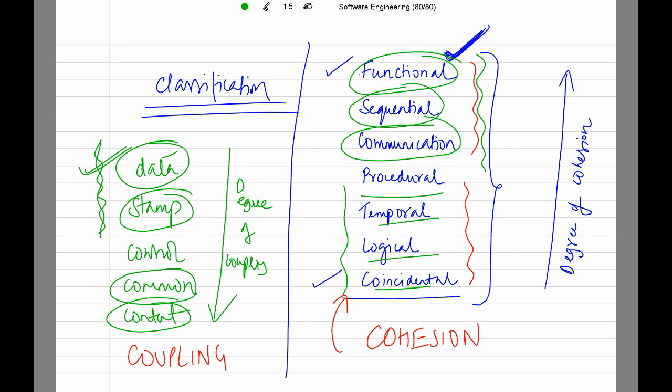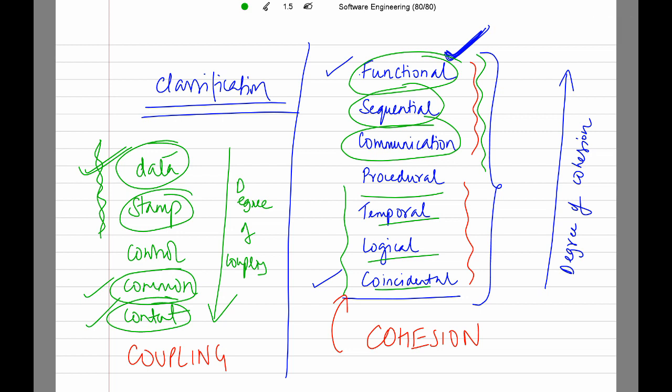But if you use common and content coupling, which means that two different modules are very strongly related to each other, the degree of coupling is high, which is not good for our design. So for a good design, we need high cohesion and low coupling. It's inversely related. For example, if you achieve functional cohesion, automatically your coupling will become low. If your degree of coupling is high, your cohesion will become low. So if you try to increase one, the other one will decrease.